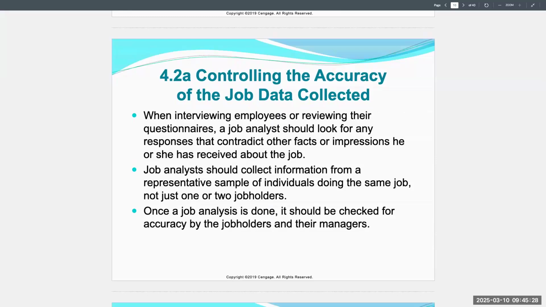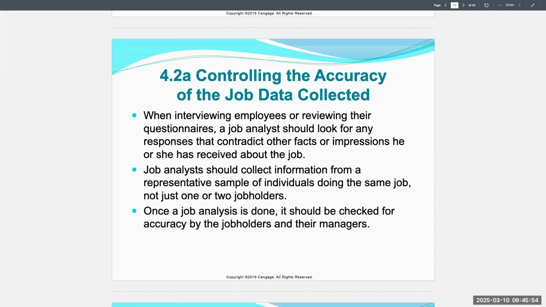To ensure a job analysis is reliable, HR professionals must take steps to verify the accuracy of the data collected. And there are three critical factors that you want to consider. One, cross-verification of information. So responses from interviews and questionnaires should be compared to eliminate any inconsistencies. So if an employee's response contradicts other data, additional follow-up is necessary.